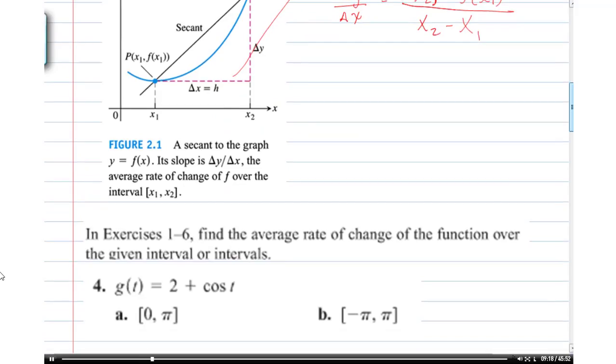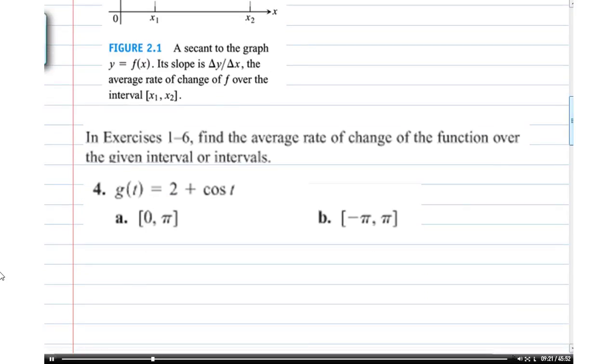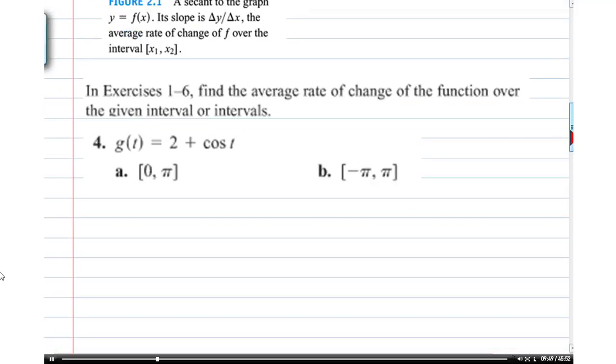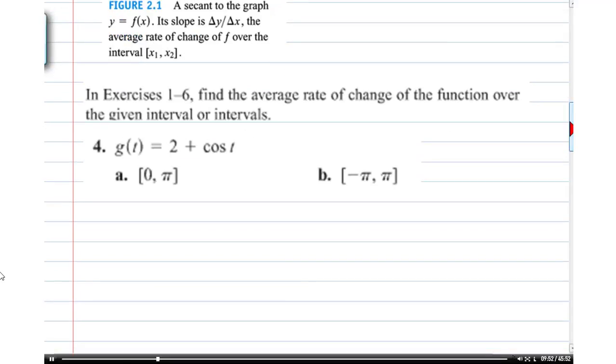Let's look at some homework problems that are going to use the secant formula, or the slope of the secant line. It says in exercises 1 through 6, find the average rate of change for the function over the given intervals. Here's the function g, and in the first problem, the interval goes from 0 to pi. In the second problem, the interval goes from negative pi to pi. So in order to use this formula for an average rate of change, we need an x1 and an x2. We have that. This would be x1, this would be x2.